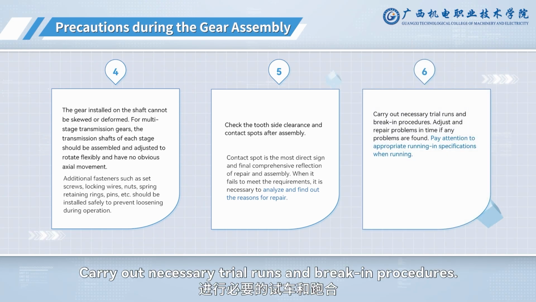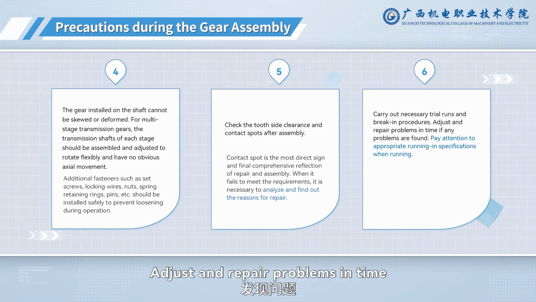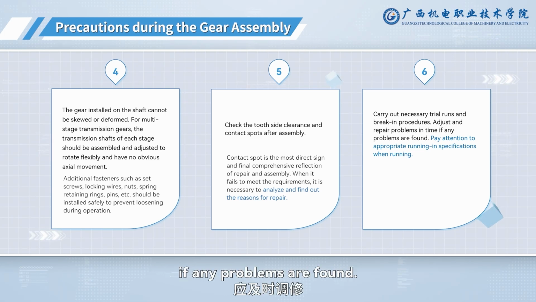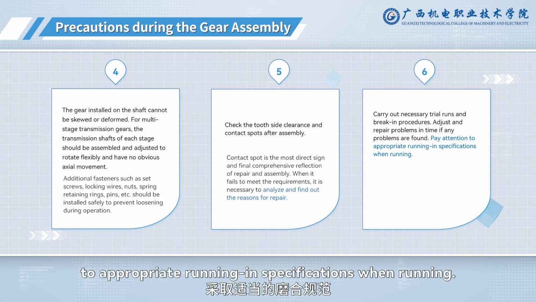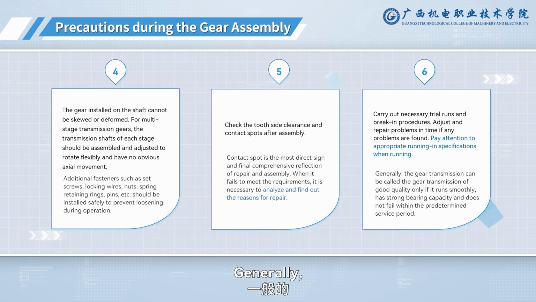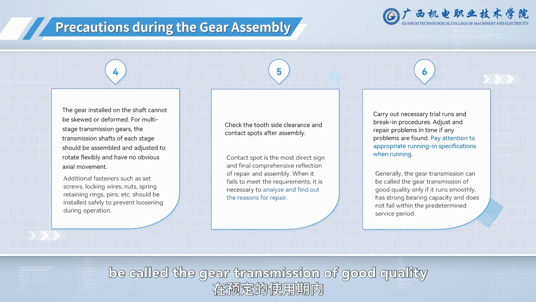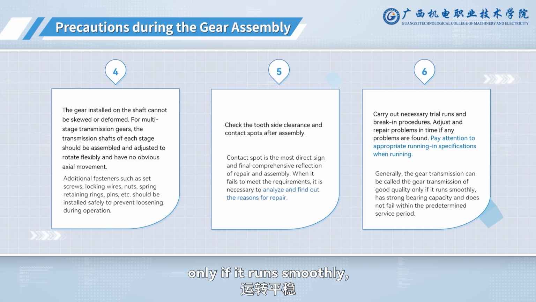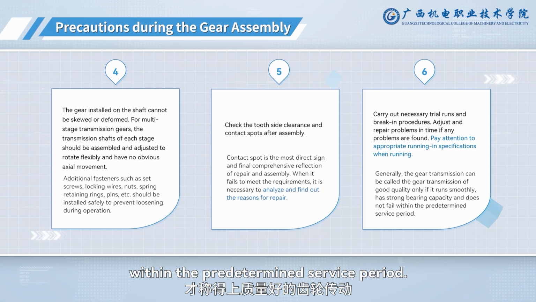Carry out necessary trial runs and break-in procedures. Adjust and repair problems in time if any problems are found. Pay attention to appropriate running-in specifications when running. Generally, a gear transmission can be called a transmission of good quality only if it runs smoothly, has strong bearing capacity, and does not fail within the predetermined service period.